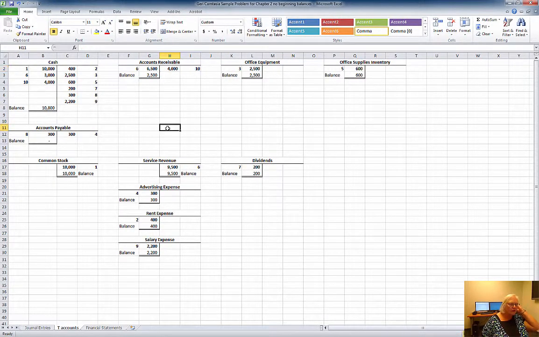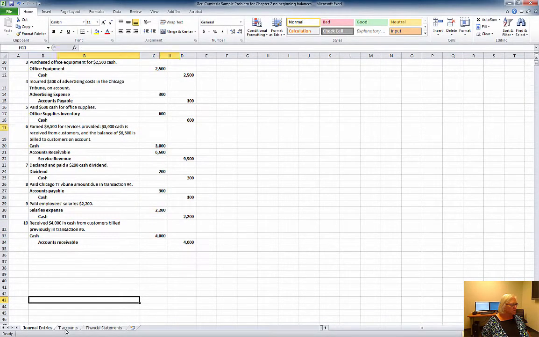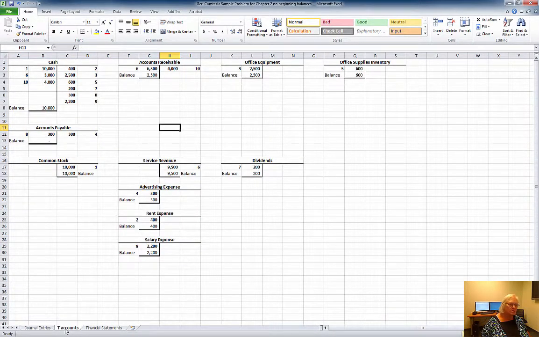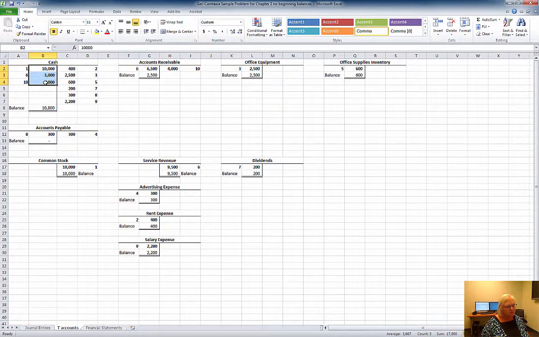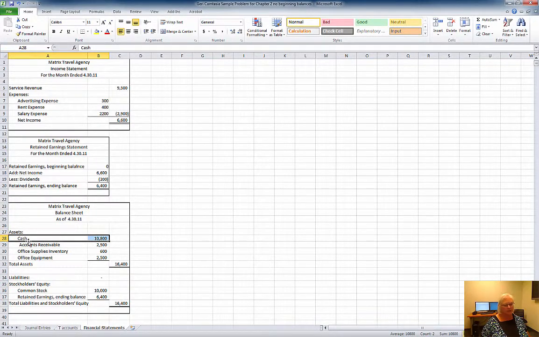Okay, so we made all the journal entries. We have posted to the T accounts, so now we need to come up with the balances. Add up your debits. Total debits in cash are $17,000. Total credits are $6,200. The debits are more. The difference, $10,800, is the balance. That will go forward to become cash on the balance sheet of $10,800.